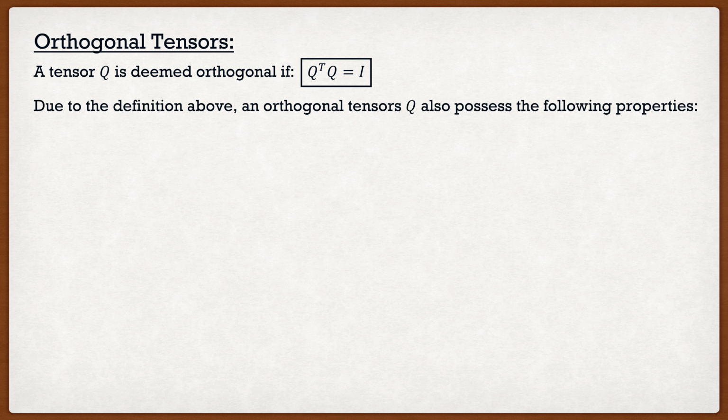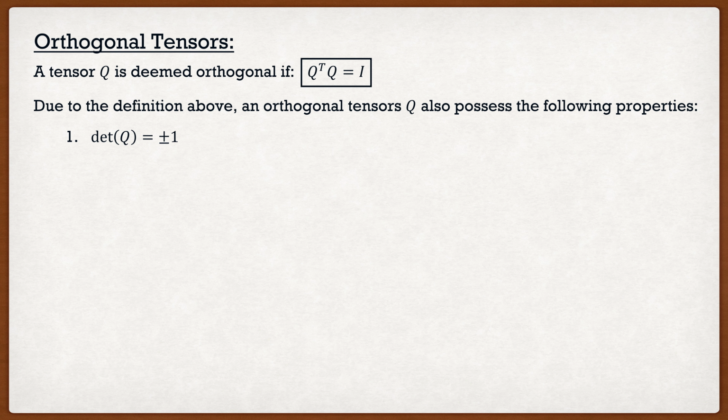Because of this definition, these orthogonal tensors possess some very nice properties. The first one is that the determinant of Q is equal to plus or minus 1. Now this is always the case. If you take the determinant of a matrix and it's somehow not equal to plus or minus 1, it's definitely not going to be orthogonal.